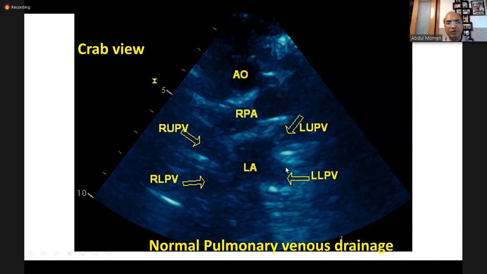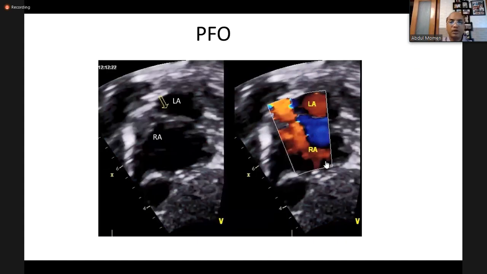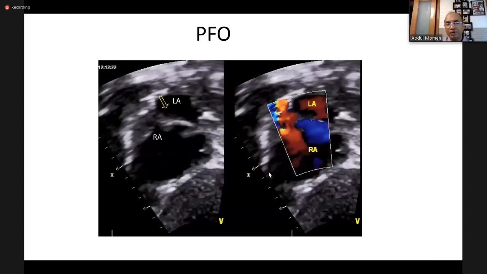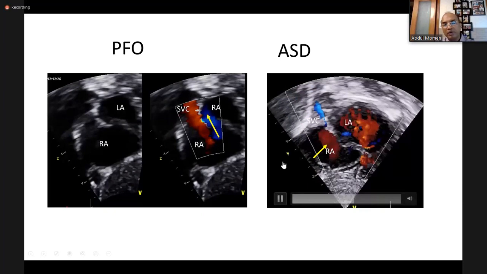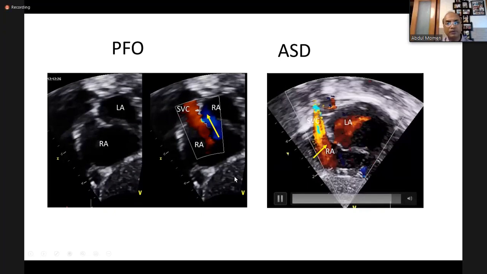This is the PFO. This is the PFO flow. Sometimes we are getting the flow, sometimes we are not getting. Here is the RA, and here is the PFO. So this is the slit, not actually a defect. This is the slit flap. This is the septum primum part of the septum. This is another part of the septum. And this is the PFO. So if we get this type of flow, we will recognize that it is the PFO.